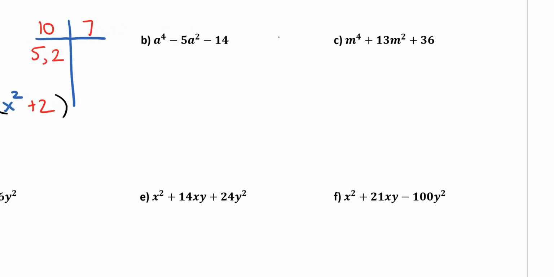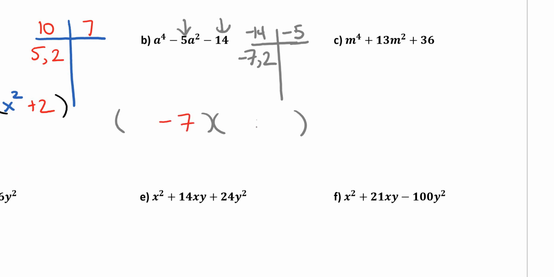All right, for letter B, once again, we can set up a table here. My last number is negative 14. My middle number here is negative 5. So I need two numbers that multiply to negative 14 and add to negative 5. I'm thinking about negative 7 and 2. All right, so when I set my brackets, and maybe this time I can put the numbers to start off, negative 7 and plus 2. Now I need a to the power 4 here, so this should be a to the power 2 times a to the power 2, and that should give me a to the power 4 there.